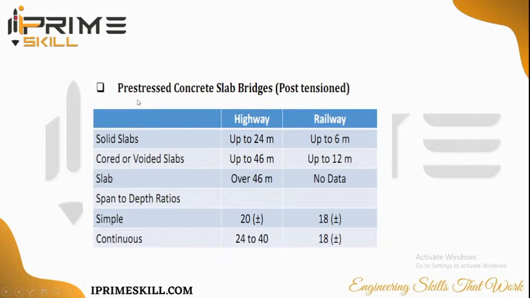And we have the pre-stressed concrete slab bridges. Again, the span: you can see the highway and the railway up to 6 meters, up to 24 meters. These all are there in the code. There is no need to memorize them. You have to look for the code and then decide. Thus we have the bridge code, IRC codes, and other codes based on the country. You have to go and search in that. There is a table available, and you have to select based on that table.